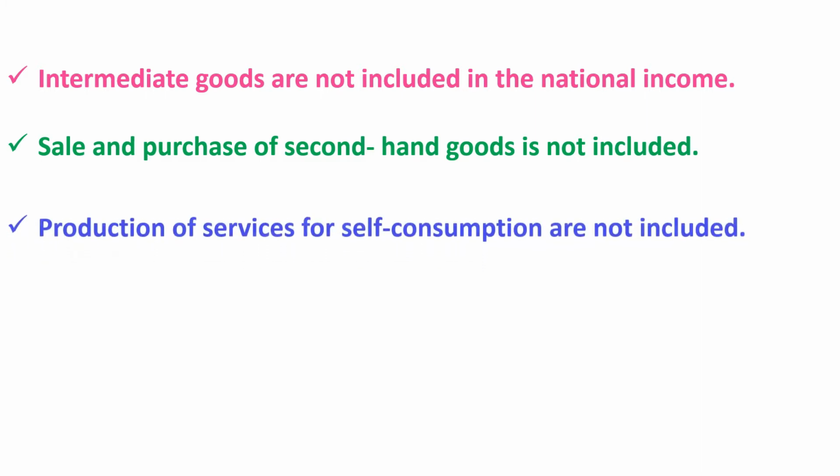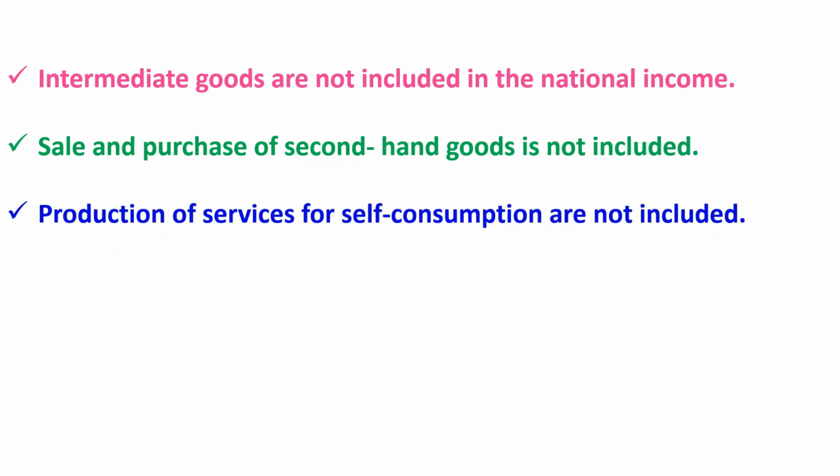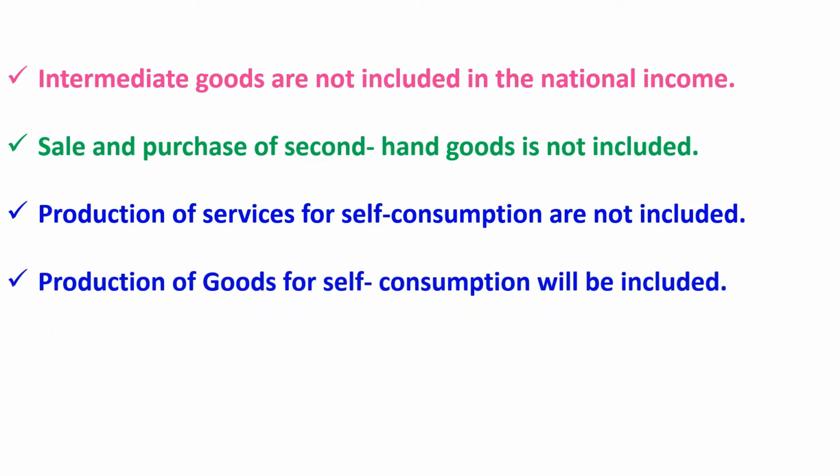Production of services for self-consumption are not included. Domestic services are not included in the national income since it is difficult to measure their market value. For example, services of a housewife are not included because these services are consumed at home and never enter the marketplace, and are termed as non-market transactions. Production of goods for self-consumption will be included in national income as they will contribute to current output. They are not sold in the market, so their imputed value will be included.